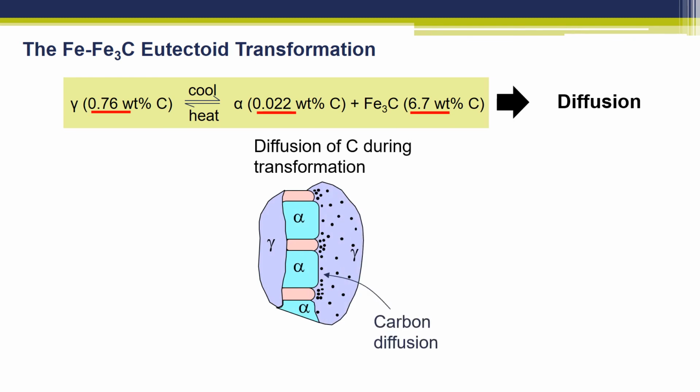These figures show the direction of carbon diffusion, which is indicated by arrows. It can be seen that carbon atoms diffuse away from the ferrite region and move to the carbon-rich cementite layers to form pearlite.